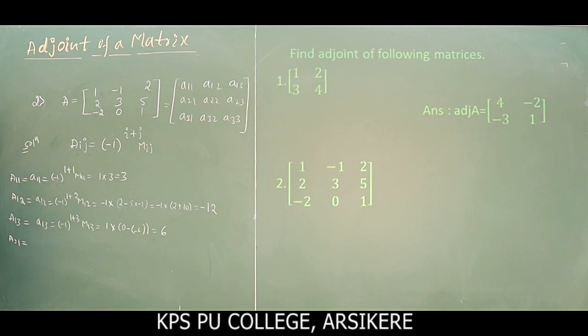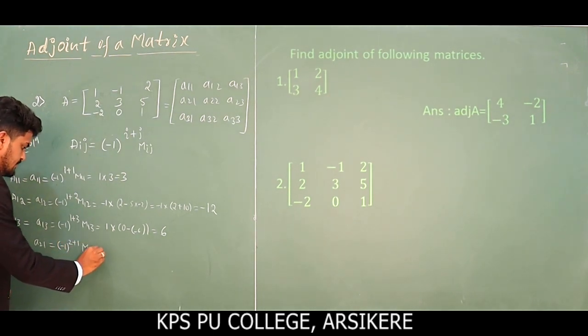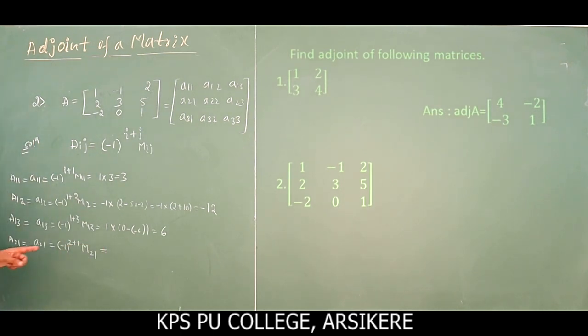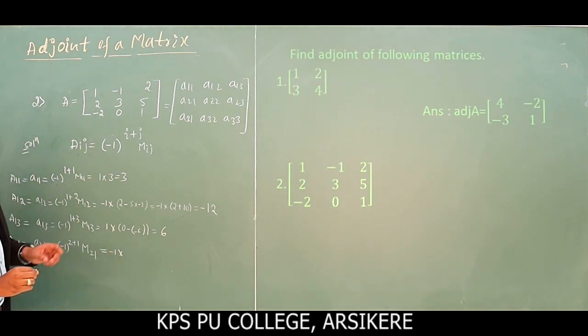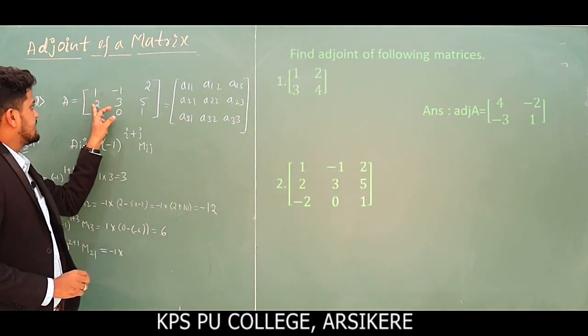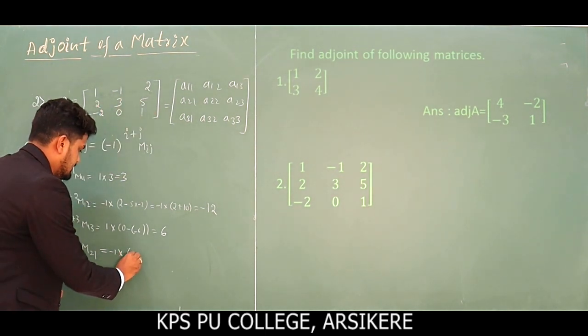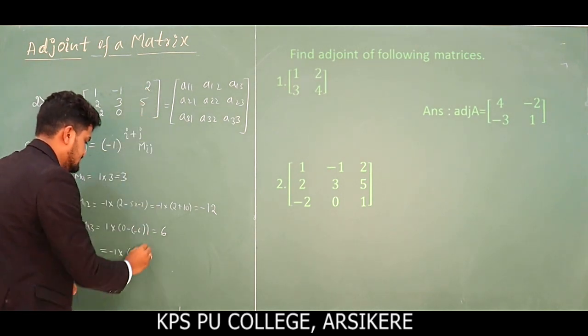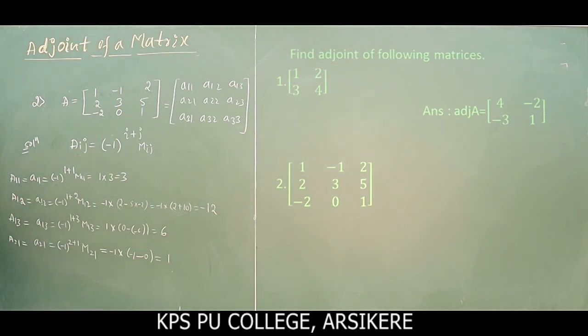A21 is equal to minus 1 to the power of 2 plus 1 into M21. So minus 1 whole cube, so minus 1 into M21. Now M21, eliminating the ith row and jth column. So minus 1 into 1 minus 1 minus 0 into 2 0, which is equal to plus 1. Next A22.